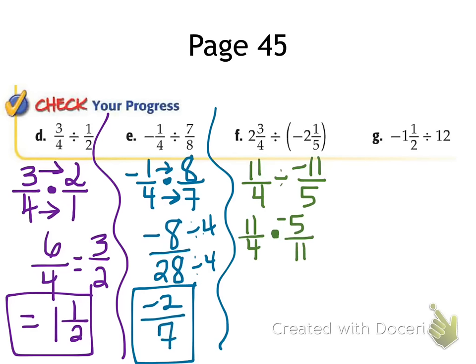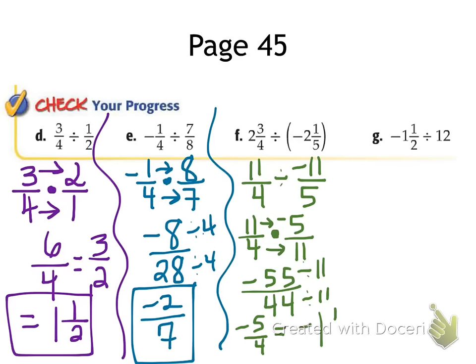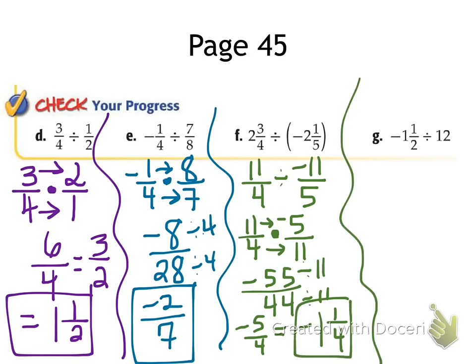All right, multiplying. 11 times negative 5 is negative 55. Over 4 times 11 is 44. Now, if I divide those by 11, I get negative 5/4. And as a mixed number, I get negative 1 and 1/4 as my final answer. Negative 1 and 1/4.